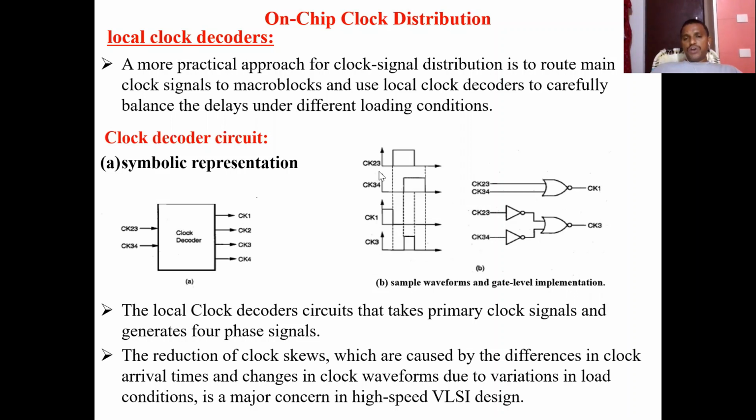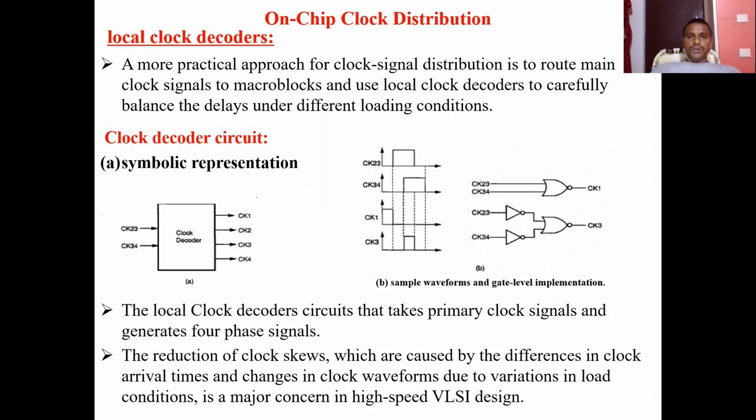So here, if you observe this one, that is CK23. The clock signal is started at this point, and this clock signal is started at this point, and clock 1 is started at this point, and clock 3 is started at this point. There is no overlapping of all the clock signals that are generated by using the local clock decoders. Here we are giving the two input actual clock signals, and they are giving 4 clock signals that are not overlapping.